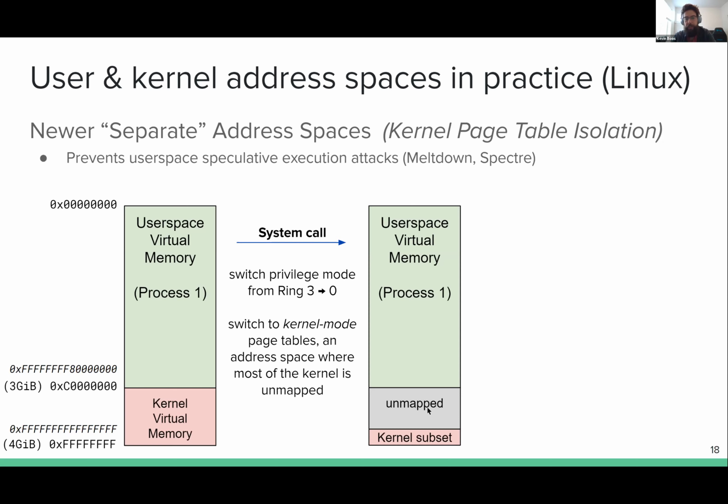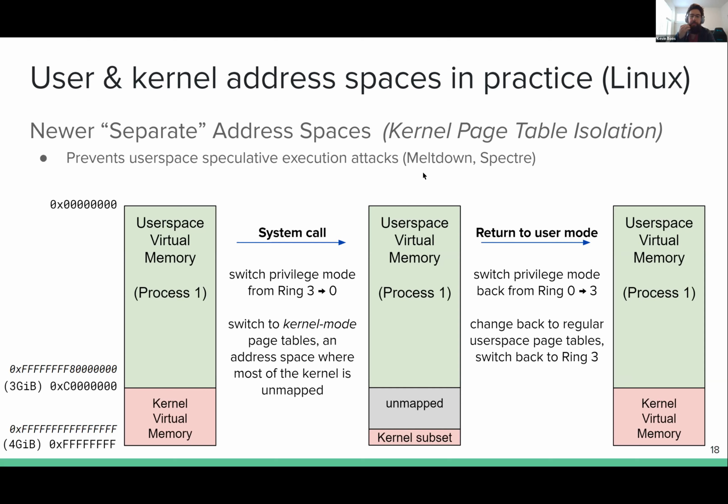The reason for that is we don't want, through a speculative execution attack, a rogue user space program to be able to access this kernel memory through speculative execution. If we unmap it, it can't possibly access it. But you pay a cost. When you're returning from the system call back to user mode, you have to switch back to that original kernel page table, which includes all of the kernel code. So a little bit of extra overhead is added there.